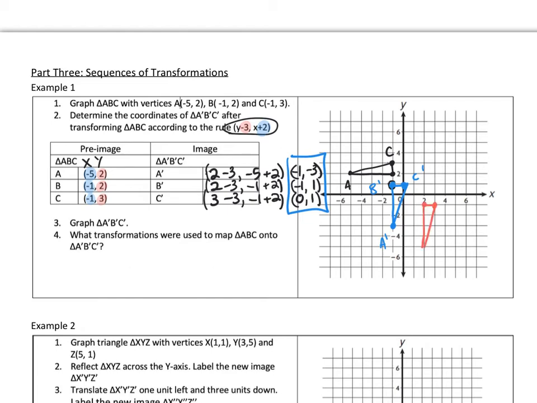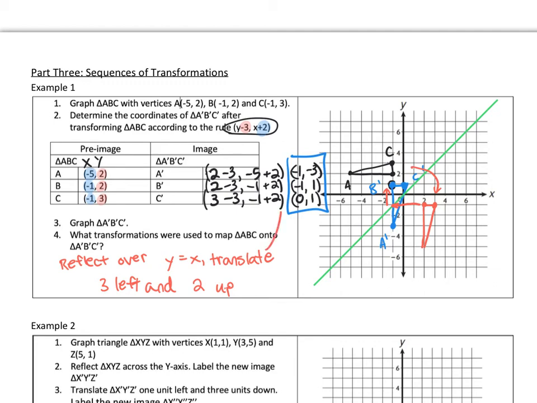One way to map the pre-image onto the image would be to reflect the pre-image over the line y equals x, and then to translate it 3 left and 2 up. You could probably think of other ways to map that pre-image onto the image as well. Whatever works is a valid answer. This is just the way that I came up with. And indeed, this sequence of transformations does match that rule right there.